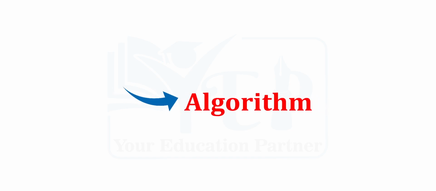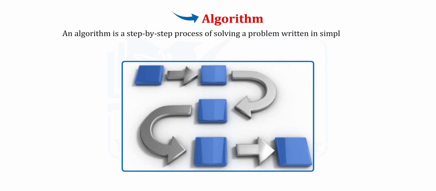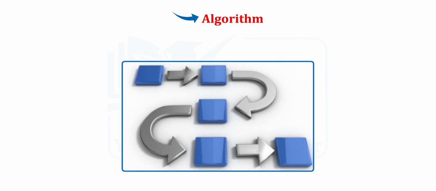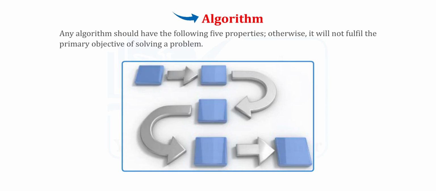Okay, let's start with algorithm. An algorithm is a step-by-step process of solving a problem written in simple English language. It produces an ordered sequence of steps that provides a solution to a problem. Any algorithm should have the following 5 properties, otherwise, it will not fulfill the primary objective of solving a problem.